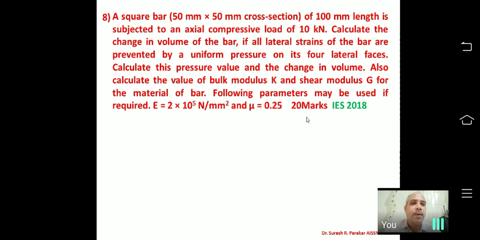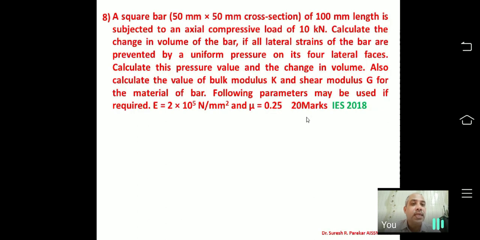And when I talk about change in volume, I know that dV by V is equal to strains in all directions, epsilon xx plus epsilon yy plus epsilon zz. So we have to find these values. Now, here, if you read the third line, what is given? If all lateral strains of the bar are prevented by uniform pressure on its 4 lateral faces, calculate this pressure value and the change in volume.